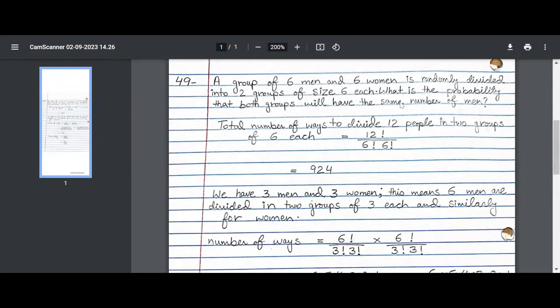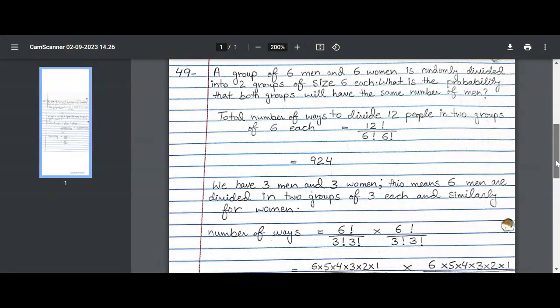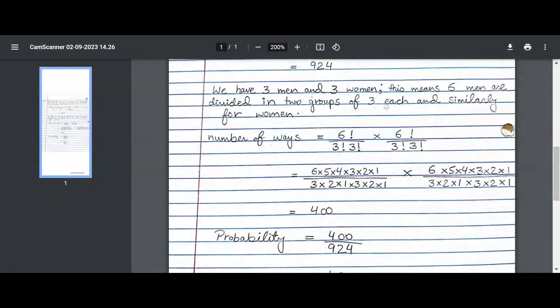Then we have to find the next part, which asks what is the probability that both groups will have the same number of men? We have 3 men and 3 women. This means 6 men are divided into 2 groups of 3 each, and similarly for the women. So the number of ways will be 6 factorial over 3 factorial multiplied by 3 factorial, multiplied by 6 factorial over 3 factorial multiplied by 3 factorial. When we expand these factorials, we will get 400.